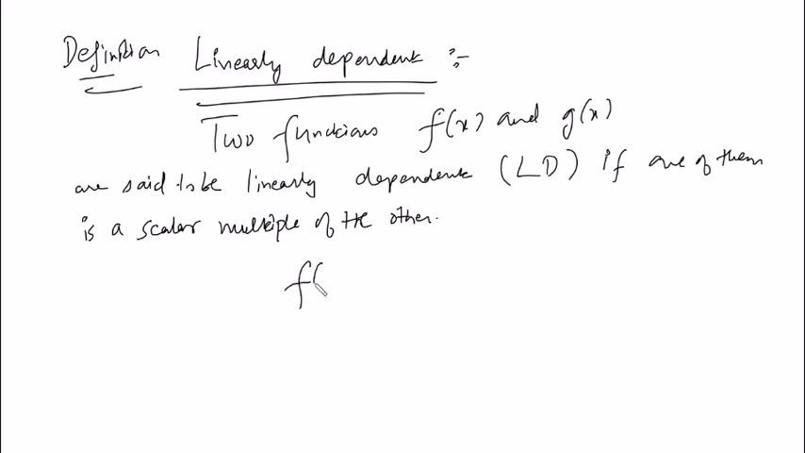That is, f(x) is some k times g(x). So what do you mean by scalar? What will k be? What will k look like? It's a number. It's a real number because we are in the reals. In the complex field it could be a complex number too, but we are restricting ourselves to the real field. So k is any real number. It will not be a function of x. That's what I want to emphasize.